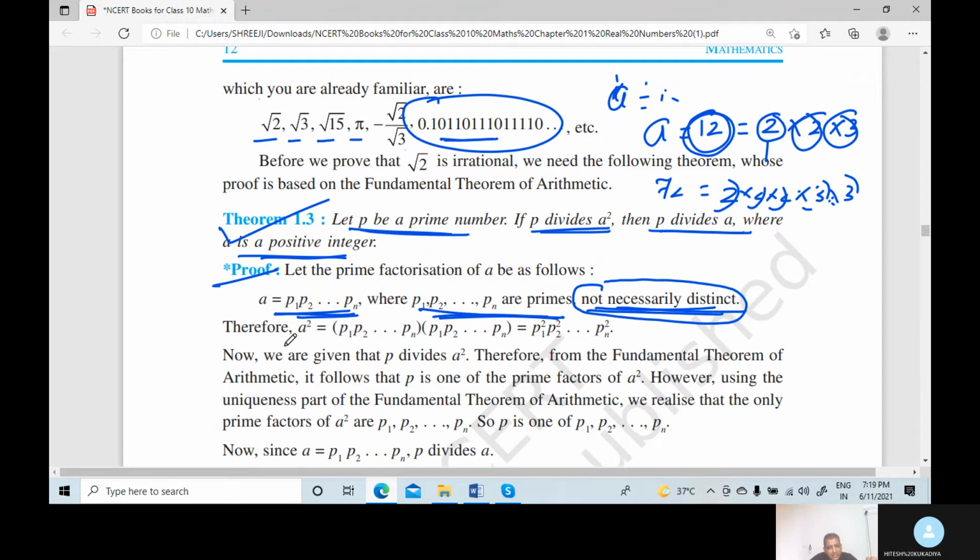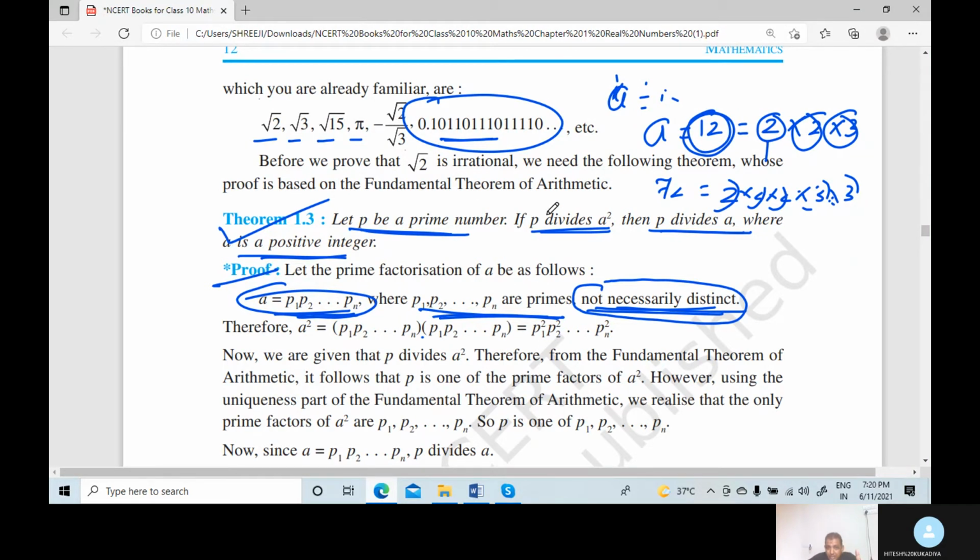Now square the number. A square equals P1, P2 up to Pn, again multiplied by P1 into P2 up to Pn. So you can write directly P1 square, P2 square and Pn square. Here we can directly square both sides. So the left side is A square, and the right side is P1 square, P2 square up to Pn square. Is that clear?